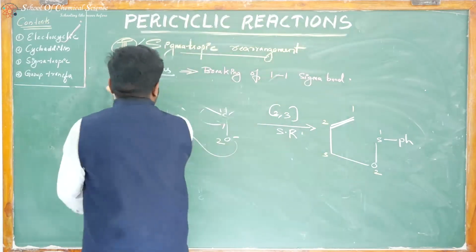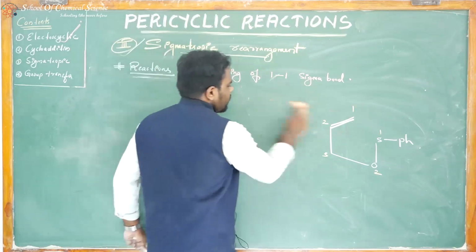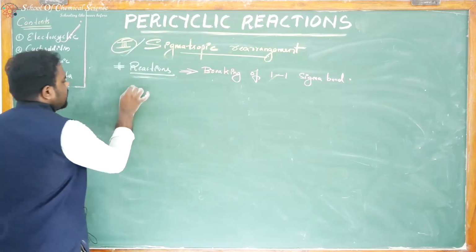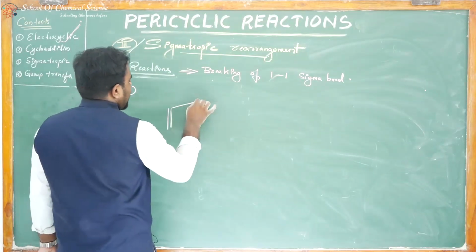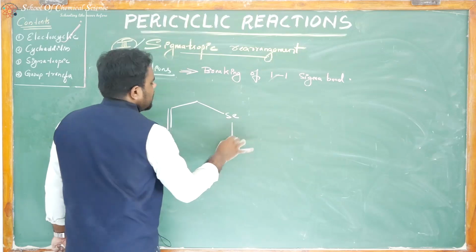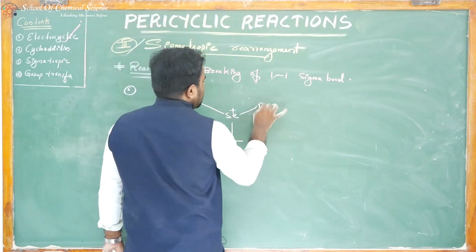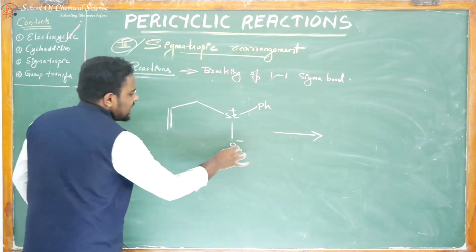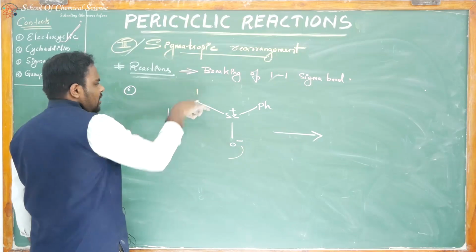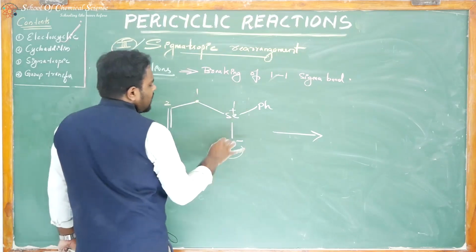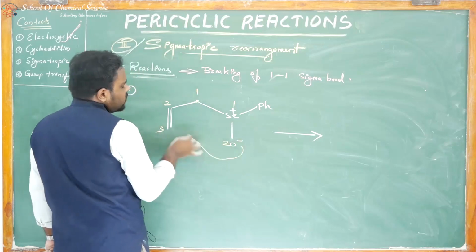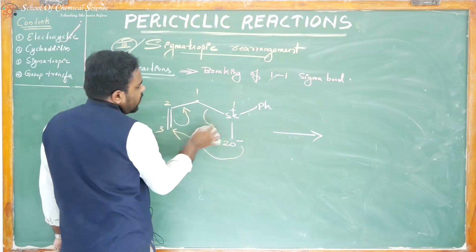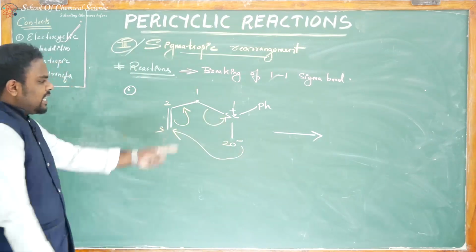Another example. Question number 6. Selenium oxide, SeO minus plus Ph. So this minus, give a number. This is the allylic carbon. 1, 2, 3, 1, 2. So this minus makes a new sigma bond here. This pi bond shifted towards between 1 and 2. This bond goes back to the selenium, because selenium is positive.